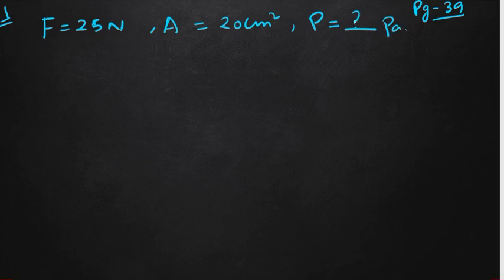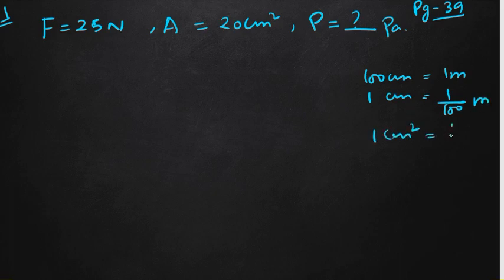Okay, so to convert it into Pascal, our area must be in terms of meter. What was the definition of Pascal? Pascal was Newton per meter square. So force is in Newton, it is correct, but area is given in centimeter square, and we need to convert it into meter square. So first we have to convert the area of cross section into meters. How do we convert it? Because it is centimeter square, and we know that 100 centimeter is equal to 1 meter, or 1 centimeter is 1 by 100 meter.